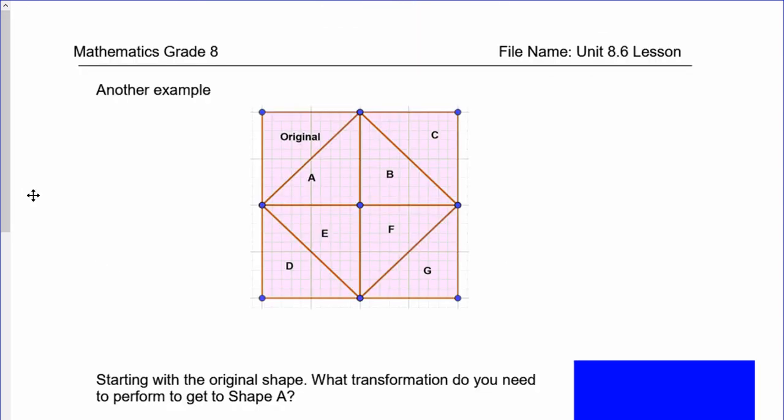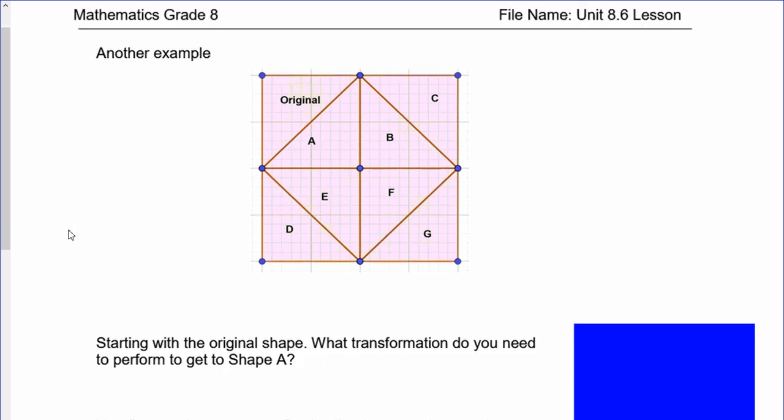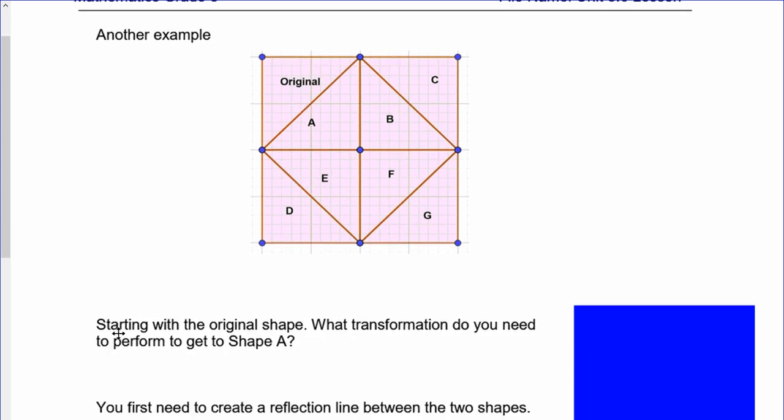Now, another example. I've got this one here. It's got an original up in the top left. It's also got A, B, C, D, E, F, and G. And we're going to do the same thing. Now, I've already done one for you. So I want you now to tell me, how do you get the original shape to A? Tell me how you're going to do it. So pause the recording and do that. You can do a little sketch over here on the right-hand side if you want.